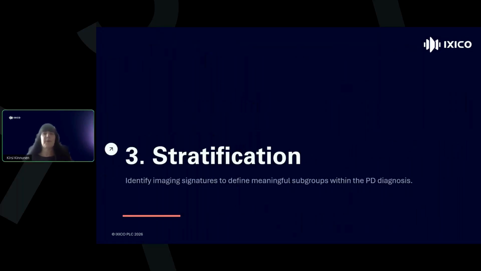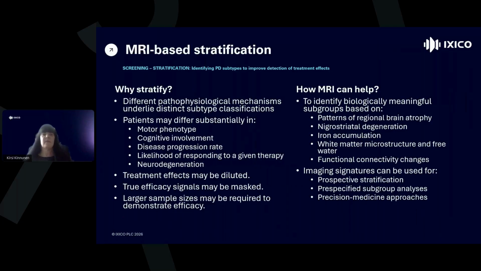With stratification, the key message is that although Parkinson's disease is biologically heterogeneous, imaging-defined subtypes exist and trials can pre-specify them. Next slide, please. So, why stratify? Well, different pathophysiological mechanisms underlie distinct subtype classifications, and this has implications for trials because treatment effects may be diluted, true efficacy signals may be masked, and larger sample sizes may be required to demonstrate efficacy. So how can MRI help here?